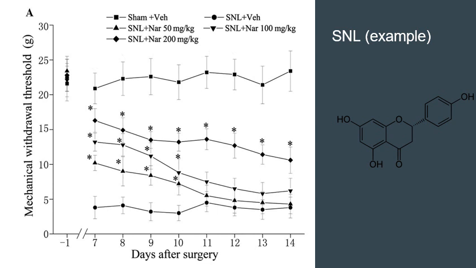In this study, researchers investigated the analgesic effects of naringenin on the development of neuropathic pain using a spinal nerve ligature model in rats. The data demonstrated that repeated administration of naringenin was able to attenuate mechanical allodynia and thermal hyperalgesia induced by SNL.